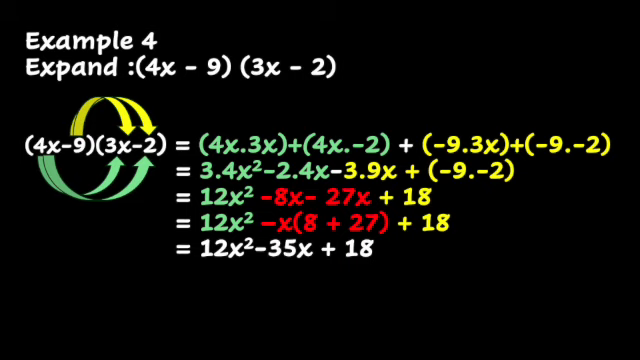So have a look here. We get 12x squared minus 8x minus 27x plus 18. Now here in second and third term, you can see x is common. So we can take x common from second and third term. So when we simplify it further, we get 12x squared minus 35x plus 18. So that's your final answer of the given example.